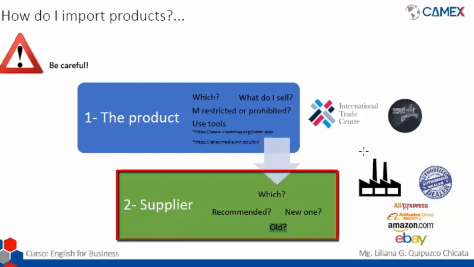Now, what are the kinds of suppliers that you can use? You can use the factory. You can buy from the factory directly, but remember that it's not always going to be possible, especially if it is a big factory. Sometimes they are going to have authorized dealers here in the country.